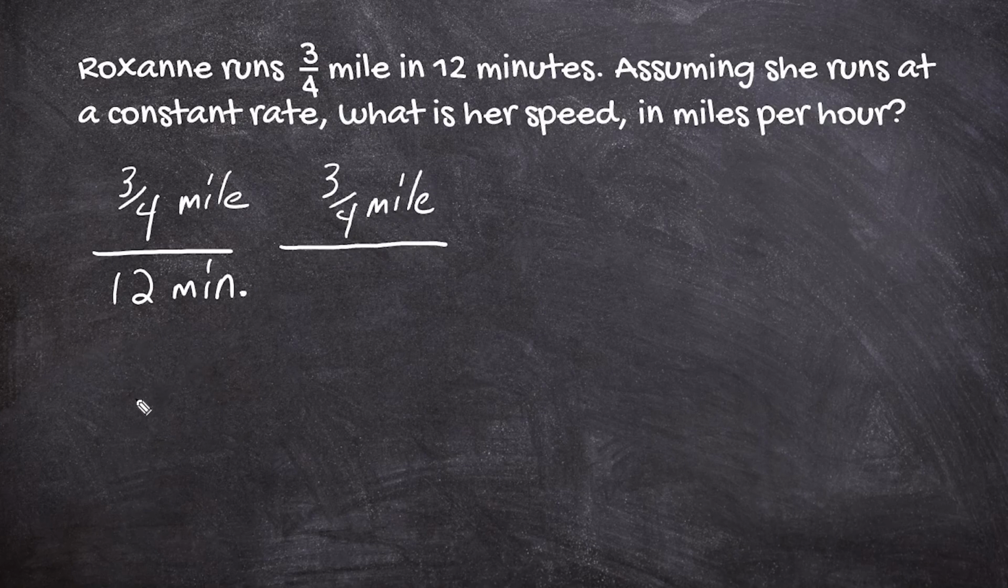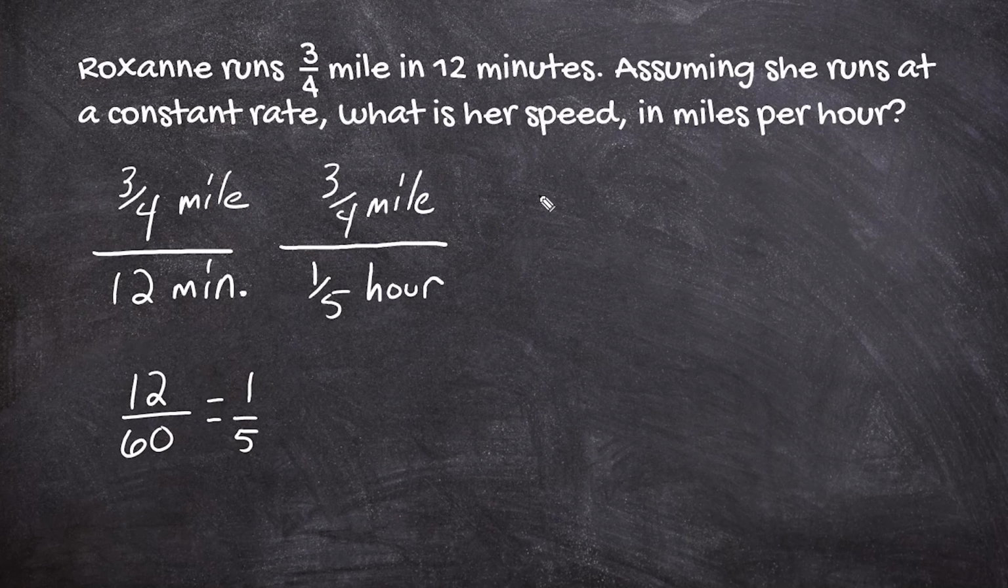And we know that there's 60 minutes in an hour, so we are going to write 12 minutes out of 60 and take this fraction and simplify it, which would be 1/5. So we would say that 12 minutes is equivalent to 1/5 of an hour. So we're going to take 3/4 of a mile and divide that by 1/5 of an hour, and that is going to give us how many miles that is for each individual hour.